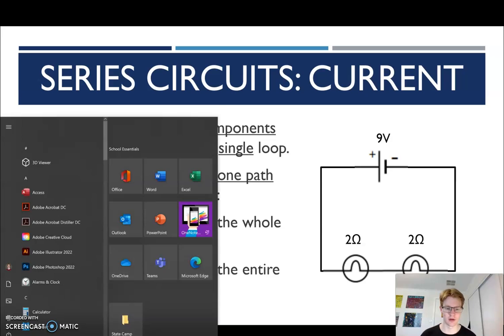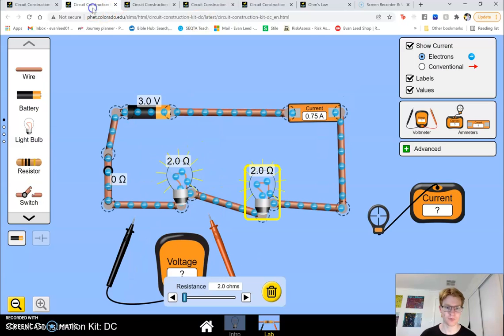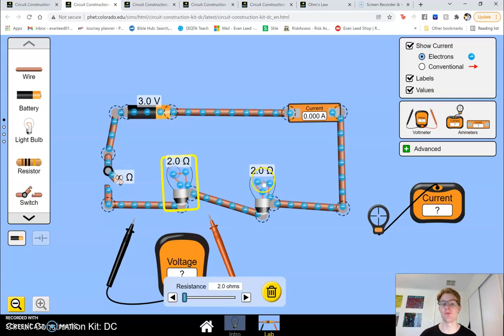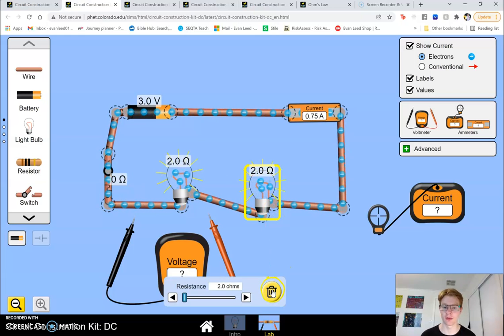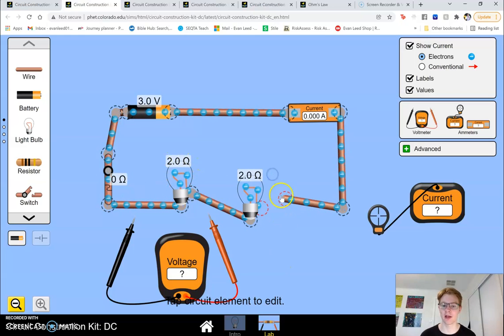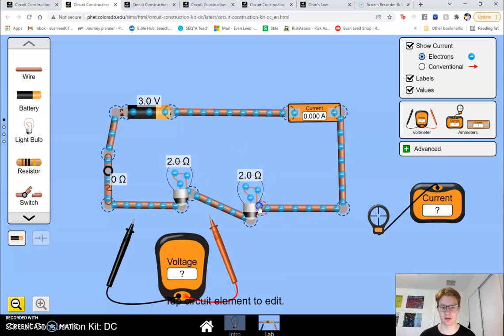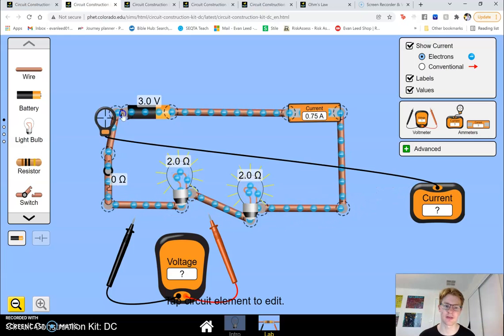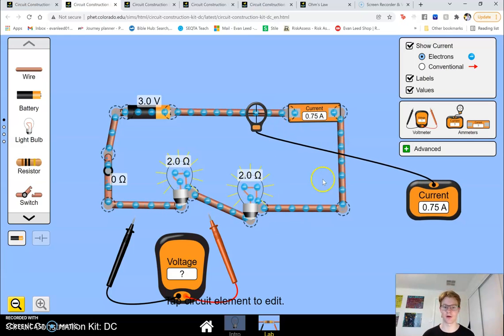Okay, so looking back at PhET here, I've got a series circuit. If I switch off this switch, it switches off both light bulbs. I can't find a way to switch on one at a time in a series circuit. And if one of the light bulbs was to, say, break, then both light bulbs go out. That's the disadvantage with a series circuit. And you also notice that the current in a series circuit is the same the whole way through. It's always 0.75 amps in this case.